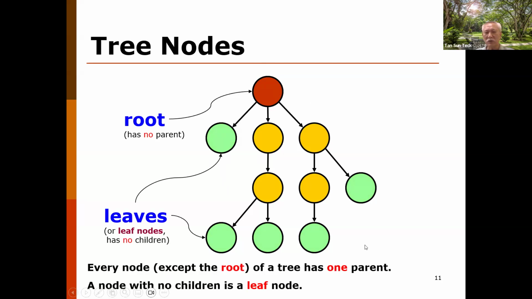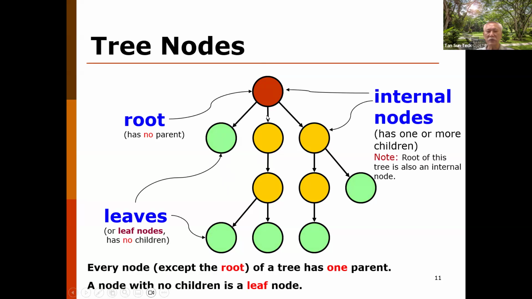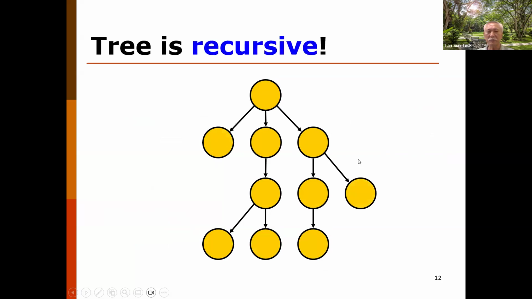What about the other nodes? How do we call them? In this case, we say that these are internal nodes. So apart from the leaf nodes, including the root node, we classify them as internal nodes. They have one or more children. All those internal nodes must have at least one child, or it could be more.